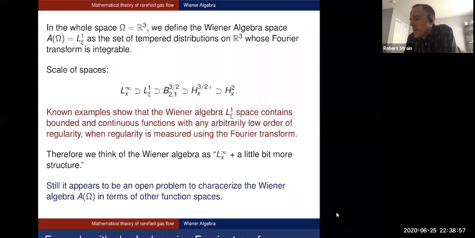We define the Wiener algebra space. A of omega is L1 of the Fourier transform, the set of tempered distributions on R3 whose Fourier transform is integrable. And then you have this scale of spaces. L infinity is the biggest space, and L1, the Wiener algebra, is a little bit smaller, then the Besov space with 3/2 regularity is smaller, and then H 3/2 plus is smaller, and H2 is smaller.